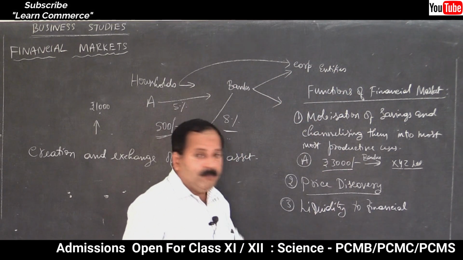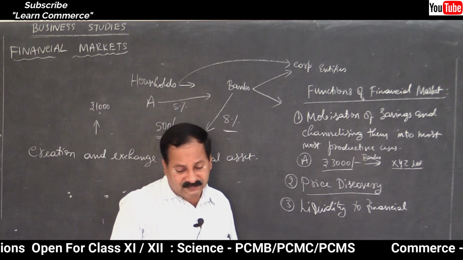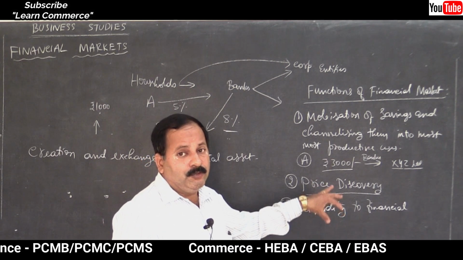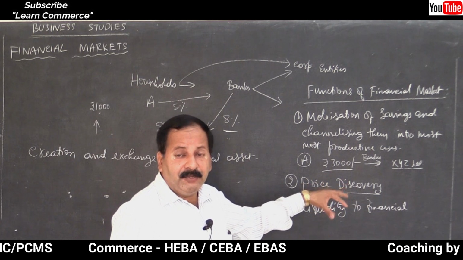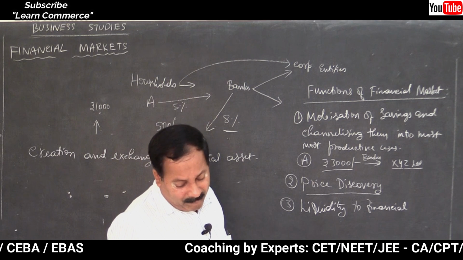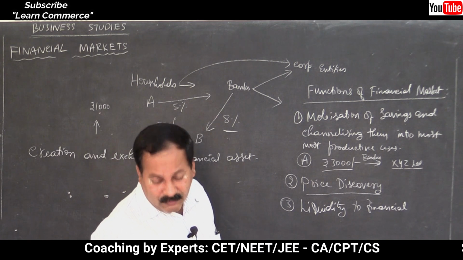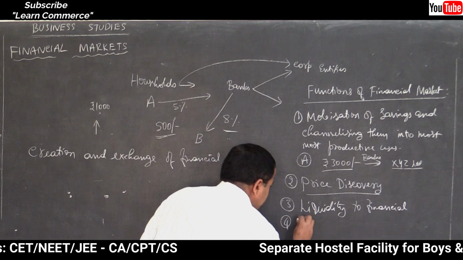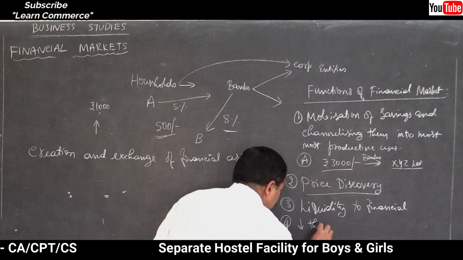So the financial market provides liquidity to financial assets, that is, you can easily convert your security, your investment, into cash because of the existence of the financial market. The last one is reducing the cost of transaction. Now you may be knowing about reducing the cost of transaction.